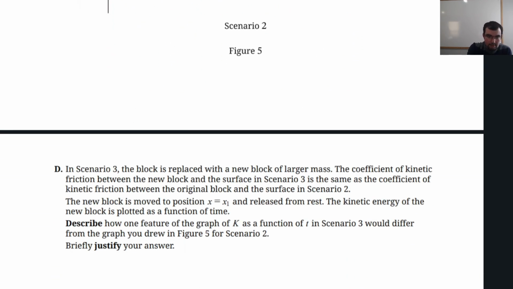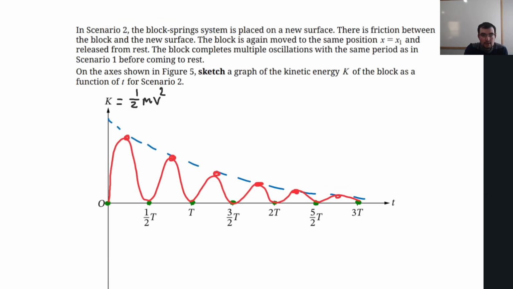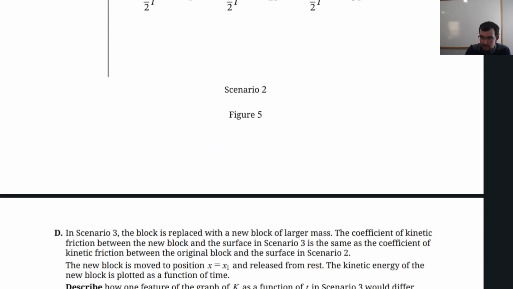Now, in scenario 3, the block is replaced with one of larger mass. The friction coefficient is the same, though, and we want to find how the graph will change. So I spent a while thinking about how the graph would change in terms of the actual rate at which the height decreases, but there's actually a much better relationship, I think, to look at. There are totally valid other ones than the one I'm going to say here. But let's think about the period itself.